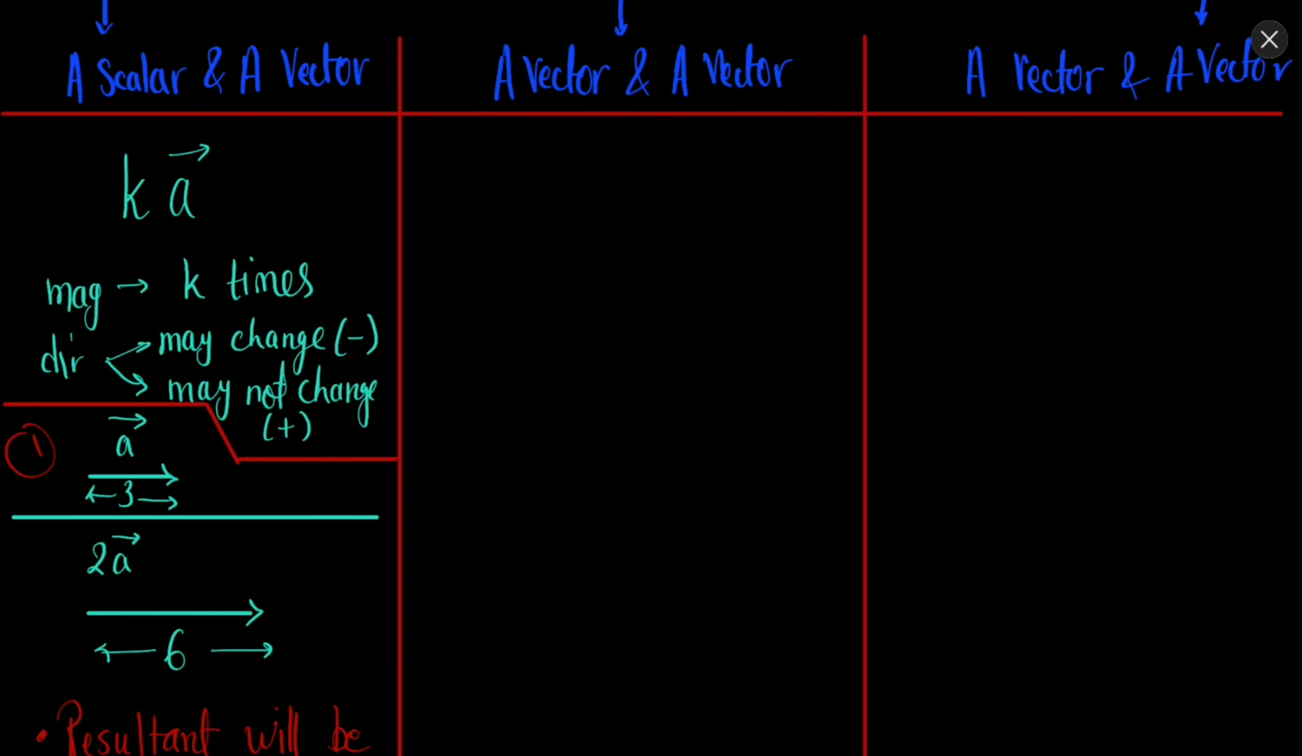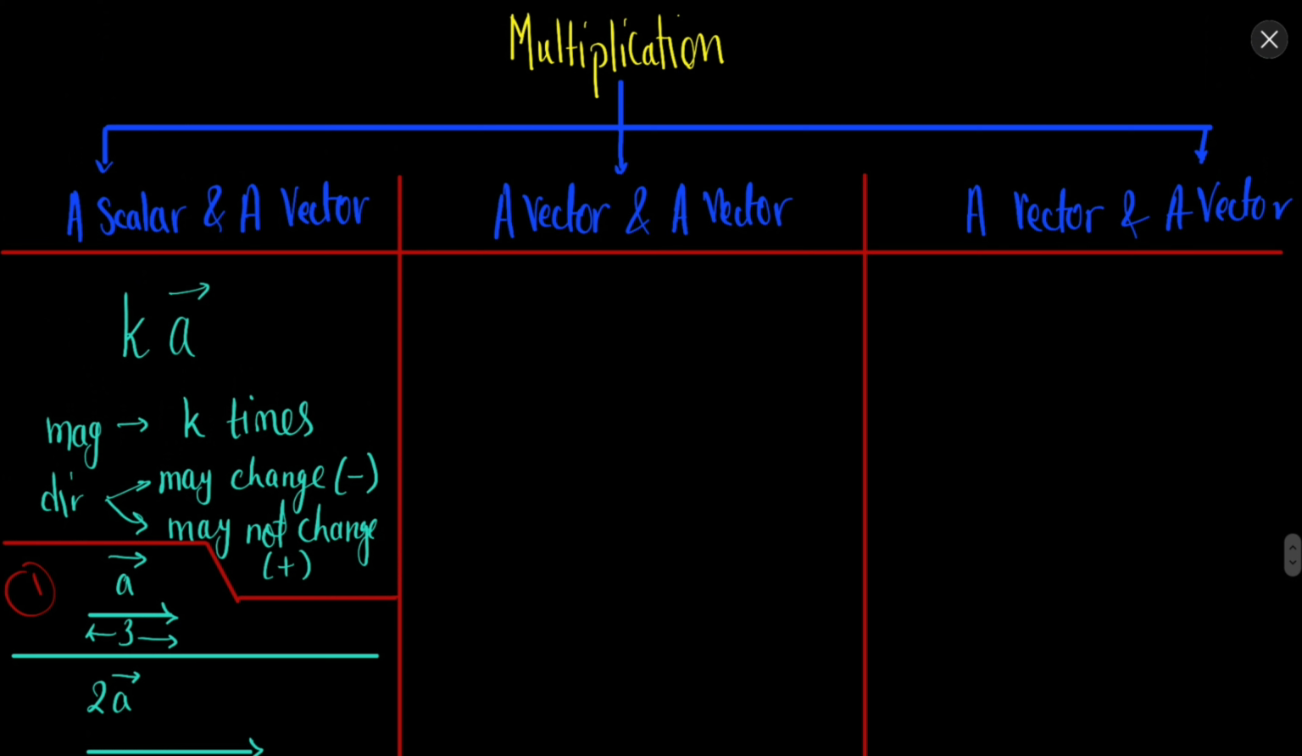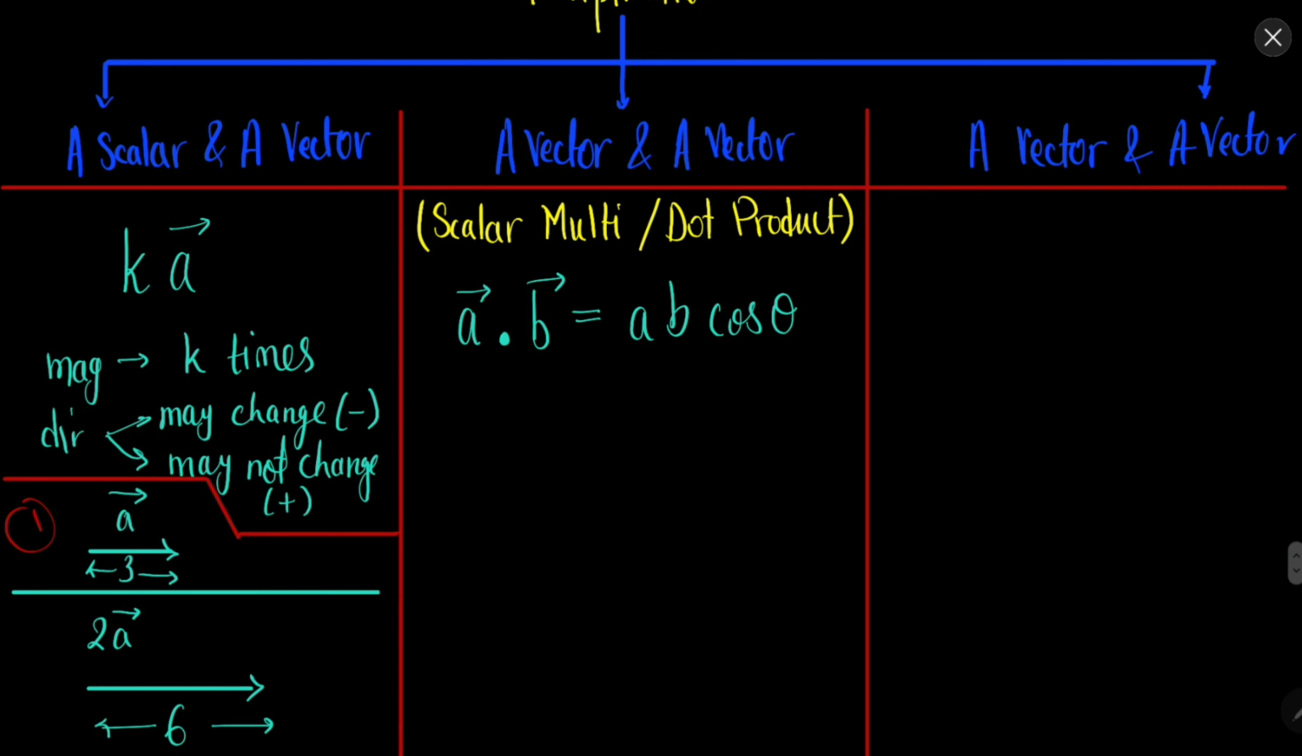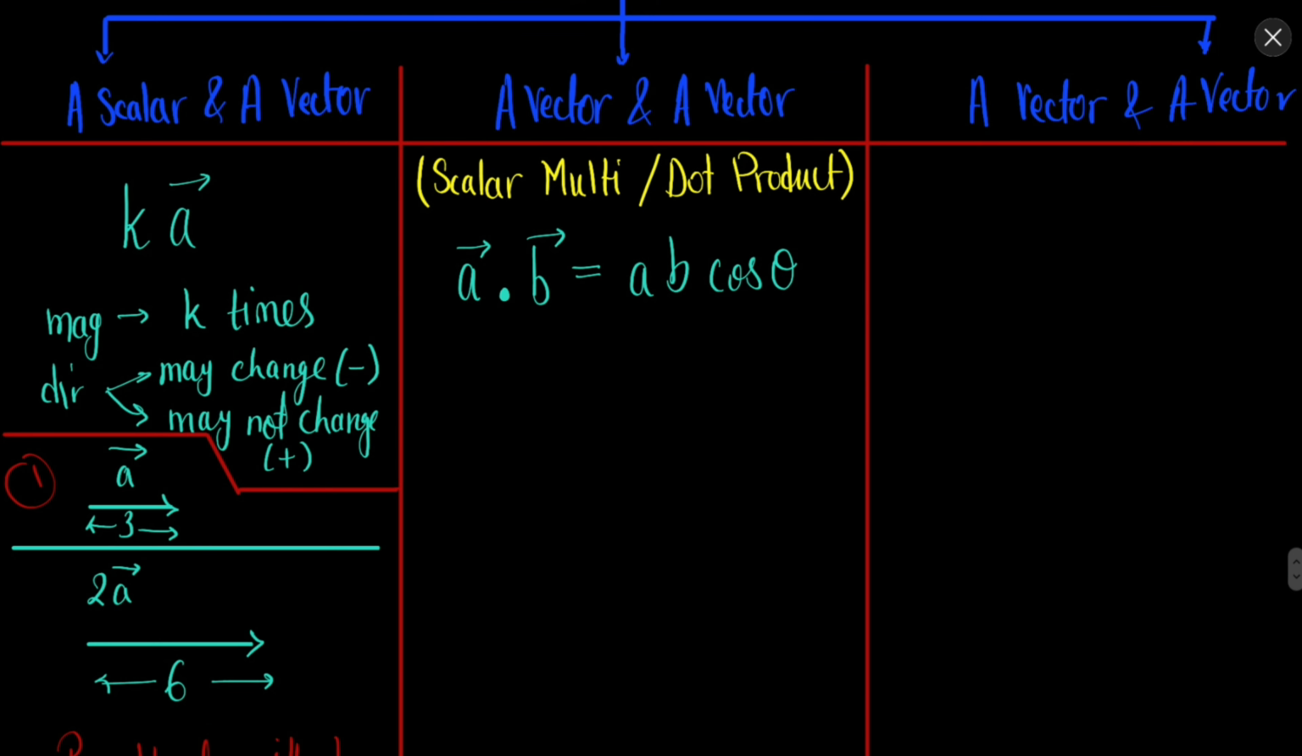Now let's discuss the multiplication of a vector with a vector. The first type is the scalar multiplication or the dot product. Let's say we have two vectors, vector a and vector b. If you want to take their dot product, we represent it like this, with a dot between the two vectors. The value will be ab cos theta. We will come to see how this is the case. First, let's discuss what the physical significance of the dot product is.